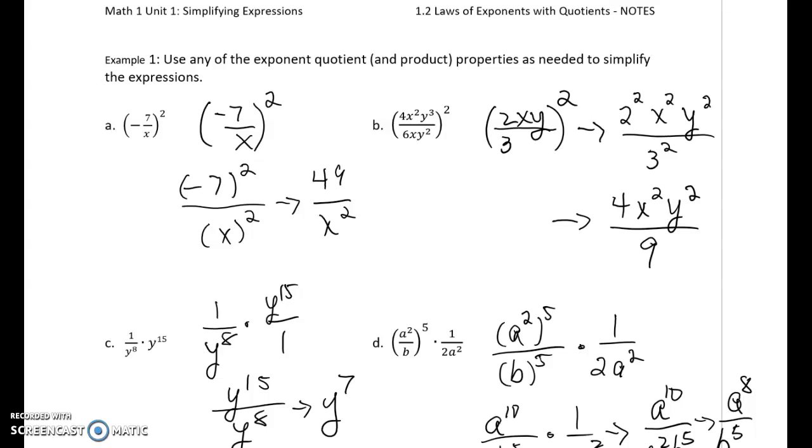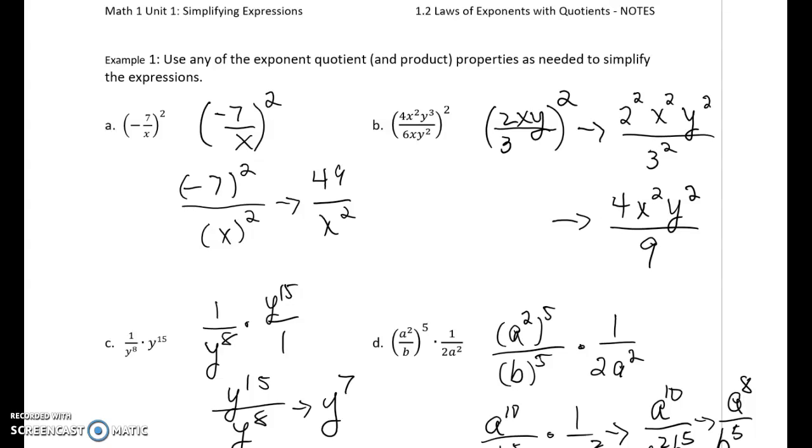When I do that, I move the negative to the 7, and then I can apply that property we talked about earlier. So it's -7 squared over x squared. When we square -7, we get a positive 49, and then over x squared. All right, now take a look at part B.